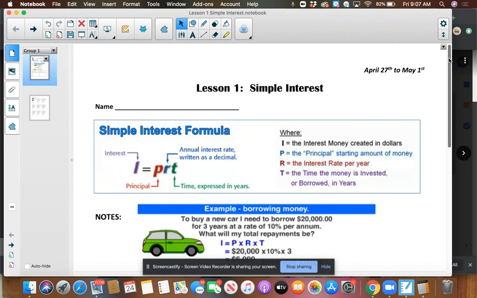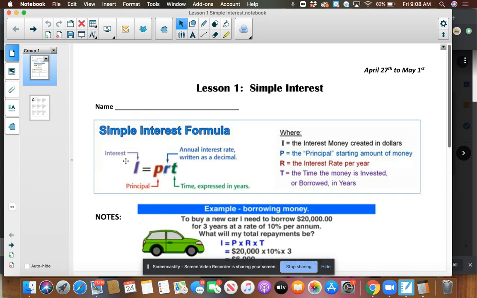So today we are doing lesson 1, simple interest for this week. Simple interest is super easy, guys. Very simple to understand. With this formula here, we're going to follow it and input our values and just multiply.